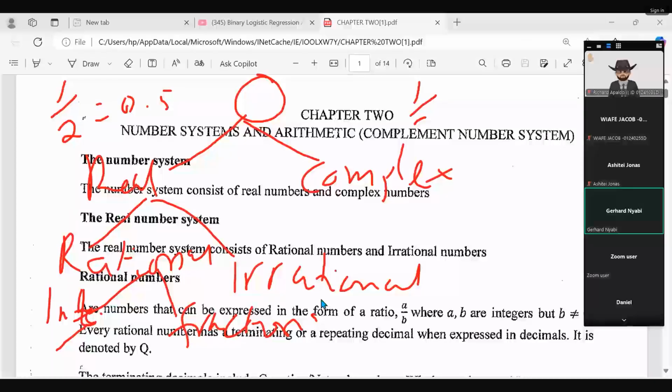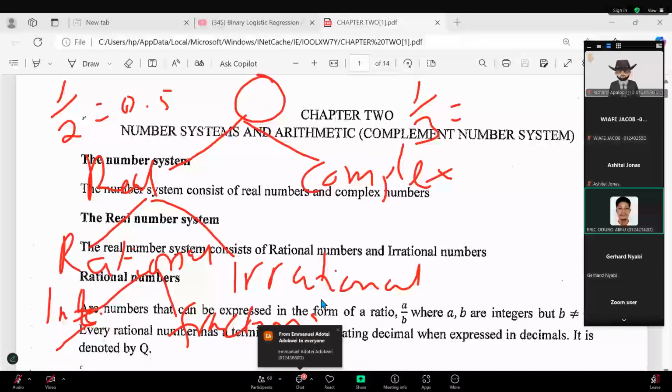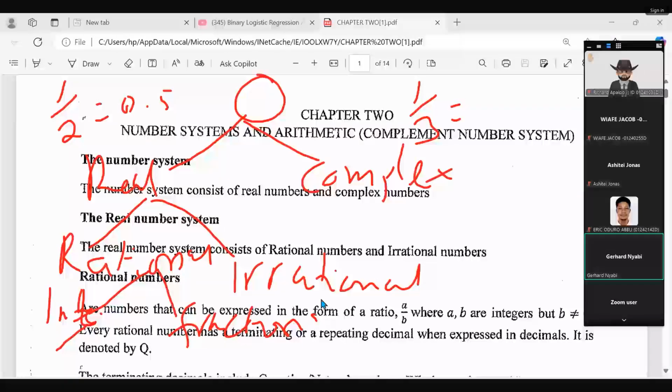Another fraction is 1/3. What is 1/3 in decimal, please? 0.3333. How many threes after the point? Infinity. So you see that you get non-ending decimals. It's called recurring because you are seeing a visible pattern repeating itself over and over again. That's 3, 3, 3, 3. I hope that is clear. So all these are part of the rational numbers.